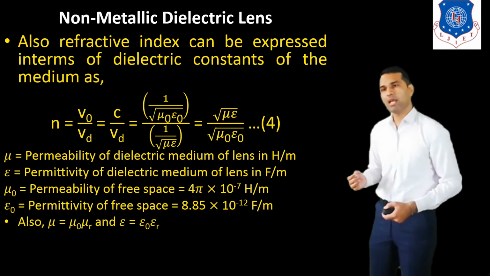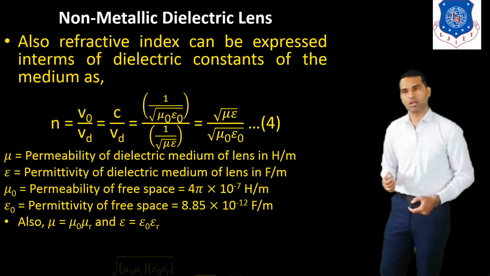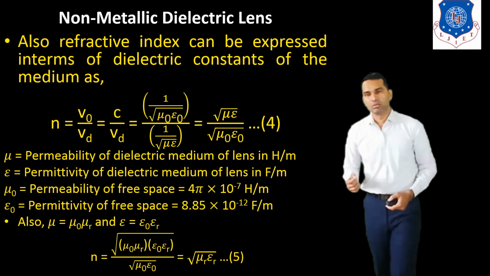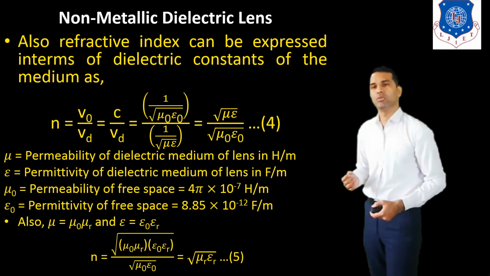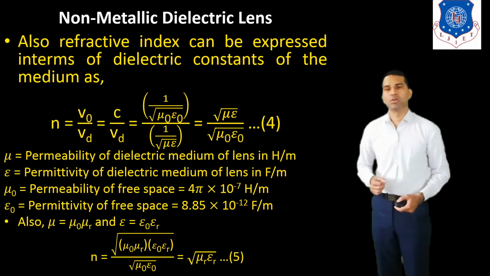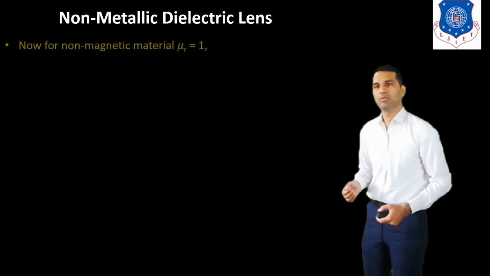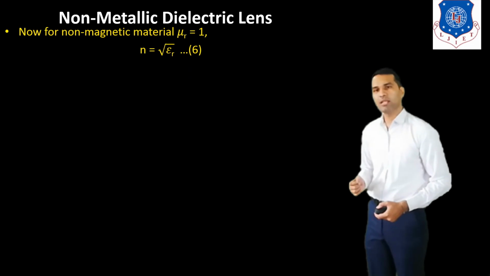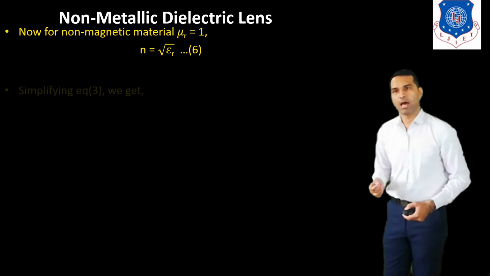And we also know that mu is equal to mu 0 into mu r, and epsilon is equal to epsilon 0 into epsilon r. So we can write the refractive index N is equal to under root of mu 0 mu r epsilon 0 epsilon r upon mu 0 epsilon 0. When we simplify this, we get N is equal to under root mu r into epsilon r. Now for the non-metallic material, mu r is equal to 1. So we can write N is equal to under root epsilon r.